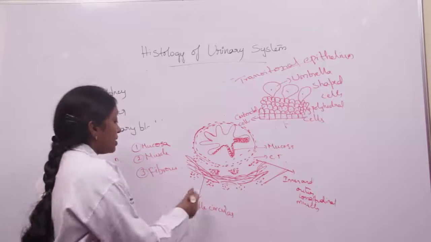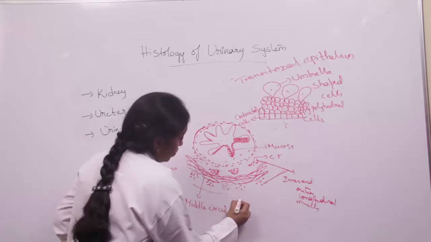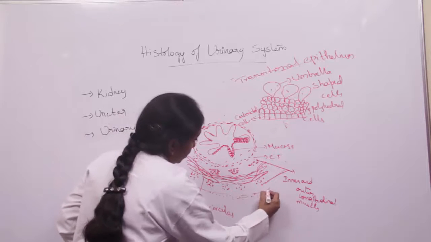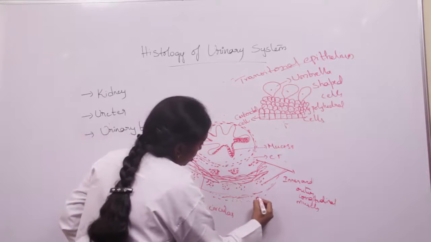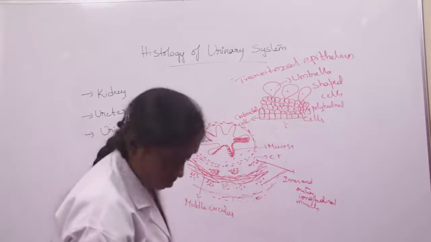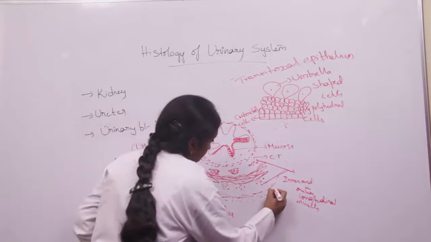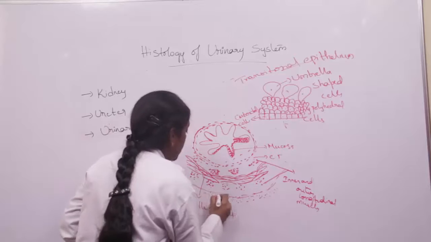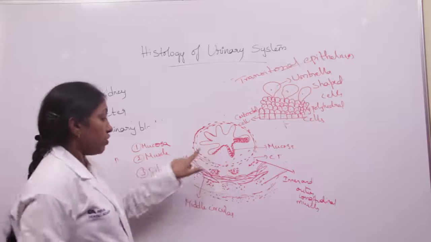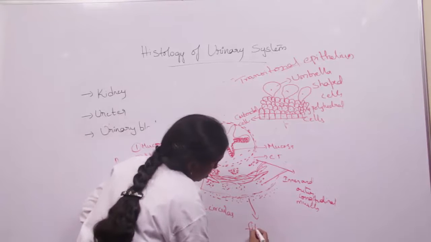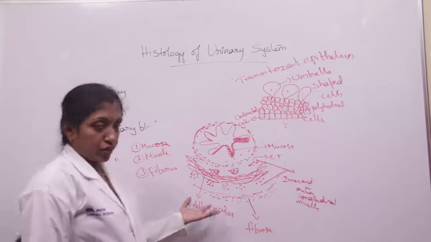And coming to the fibrous layer, it is situated outside the muscle layer. Some diffuse lymphocytes are there in the fibrous layer, some connective tissue fibers are there, and some adipose tissue is also seen. You can see the adipose tissue in the ureter, some diffuse lymphocytes, some blood vessels, and some fibers in the fibrous layer. This is the fibrosa.